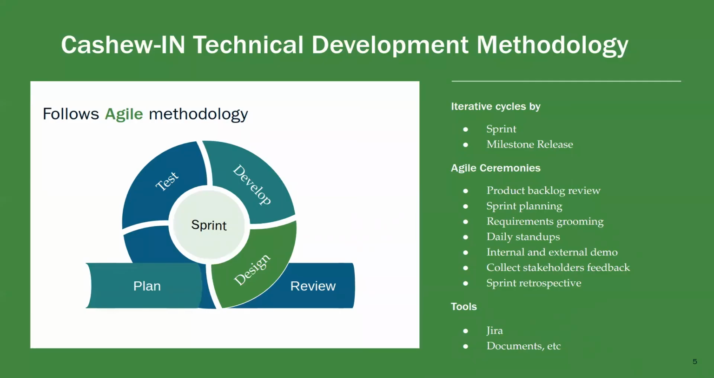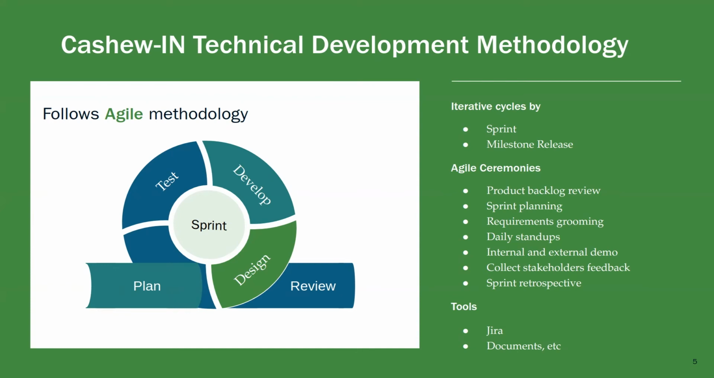For organizing our development process, as is common at DG, Cashew-IN follows the agile methodology with its iterative cycles at its core. The project has smaller internal development iterations, each called a sprint, about 1 to 2 weeks long, and bigger release iterations that meet project milestones.